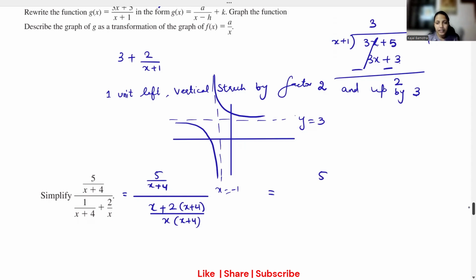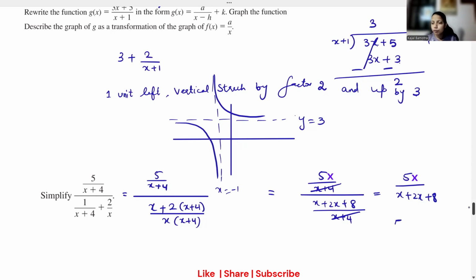Now open it. 5 over x plus 4 divided by x plus 2x plus 8 over x times x plus 4. Whole term divided by x plus 4. X plus 4 and x plus 4 cancel. 5 over x plus 2x plus 8. I'm getting this. Here, what is x plus 2x? 3x. So 5 over 3x plus 8. I got this. Which term got cancelled? X plus 4 factor got cancelled. So I have to write at the side: x cannot be -4.